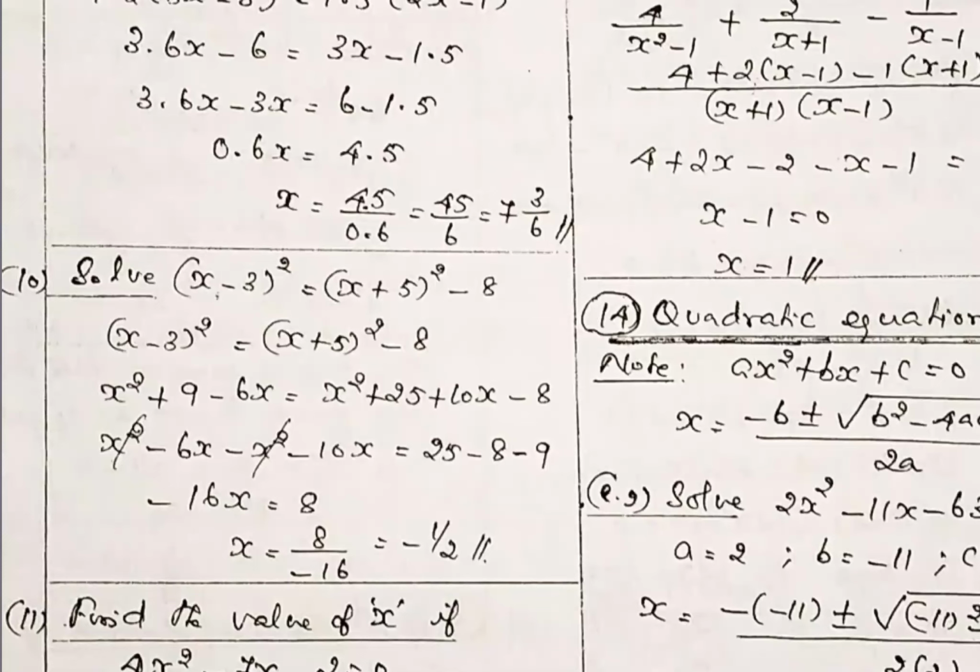Similarly, on the right hand side, apply the (a plus b) the whole square formula: a square plus b square, 25, plus 2ab, 20x. Then as usual, move all the x terms to one side, simplify it, and you will get x is equal to minus 1 by 2.